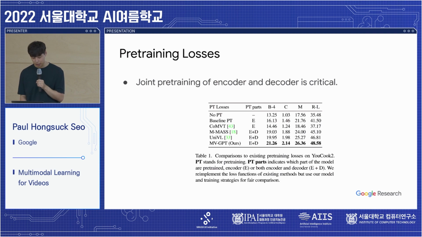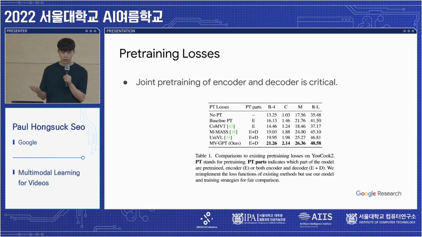What we found here is that one very important takeaway is that joint pre-training of encoder-decoder is very critical for multimodal video captioning. As you can see, we compared to some pre-training baseline models. Compared to no pre-training, just pre-training the encoder already helps a bit. But compared to those methods that pre-train both encoder and decoder jointly, the gain is much smaller. And among those techniques that pre-train both encoder and decoder, our method was the best.